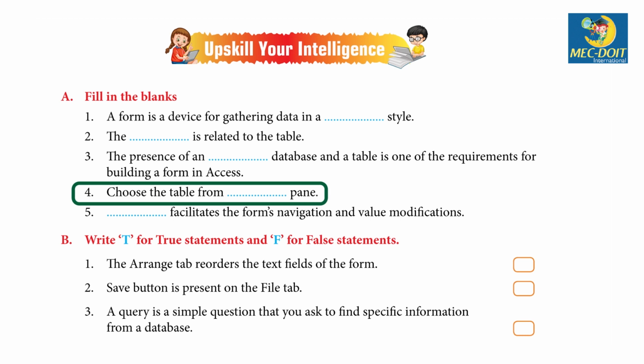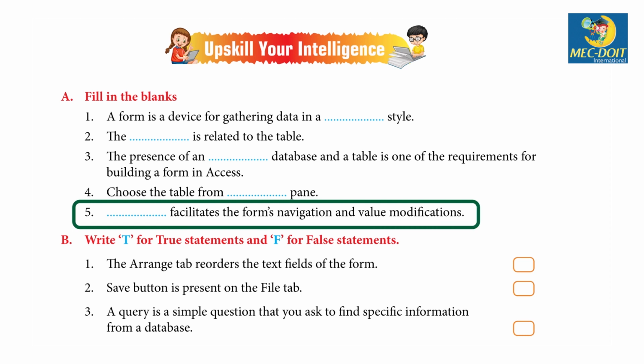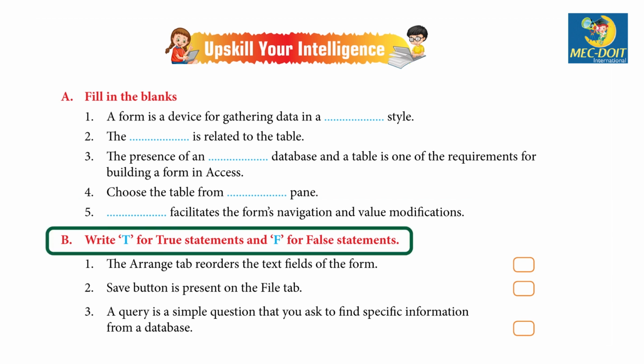4. Choose the table from dash pane. Answer: navigation. 5. Dash facilitates the form's navigation and value modifications. Answer: a form's record navigation bar. B. Write T for true statements and F for false statements.